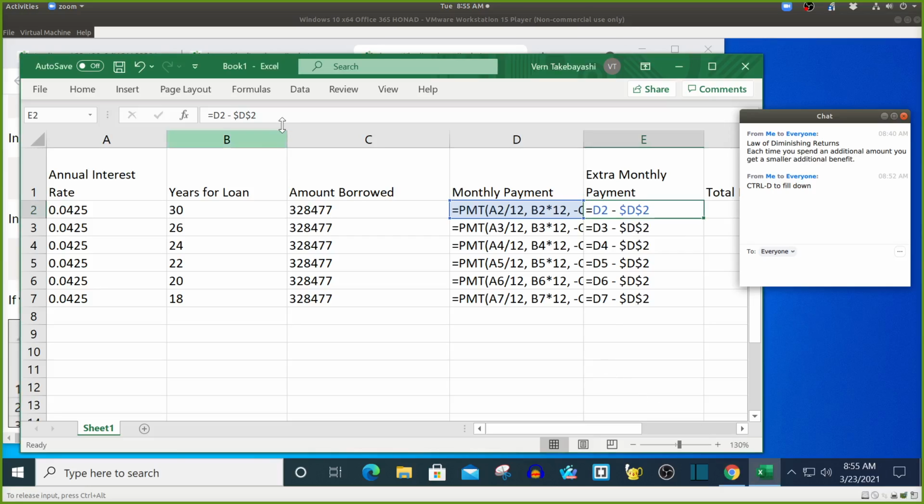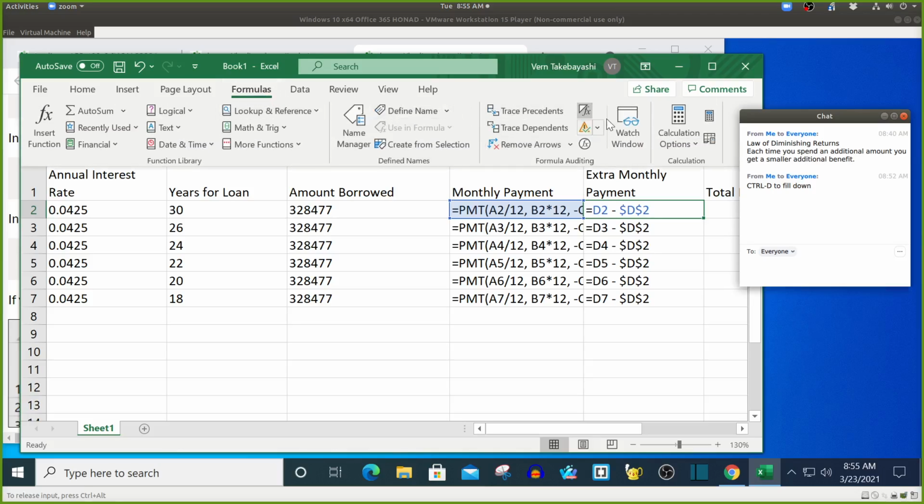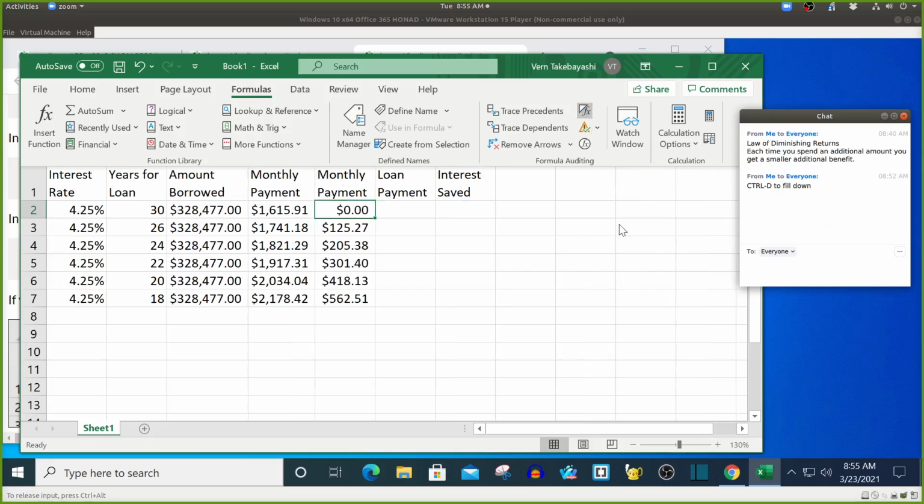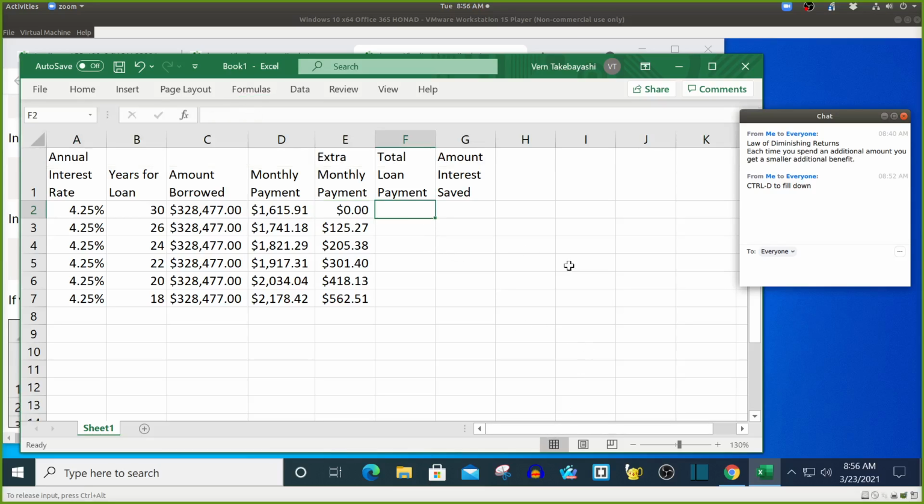Okay, so I'm going to turn off the formulas to go back to show you the numbers. Okay, and then those are the numbers that you would have at this point. They're going to change, but it's going to be our starting point. Okay, now what we want to do is calculate the total loan payment. The total loan payment, okay, let me type this into the chat window.